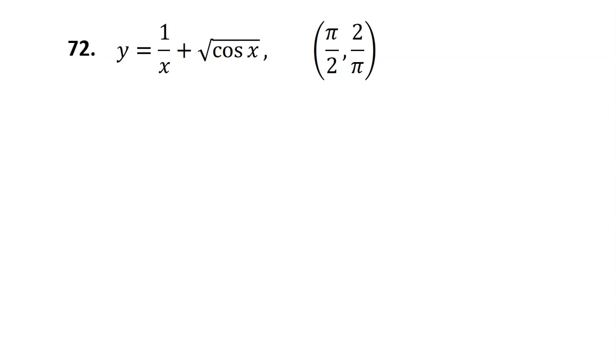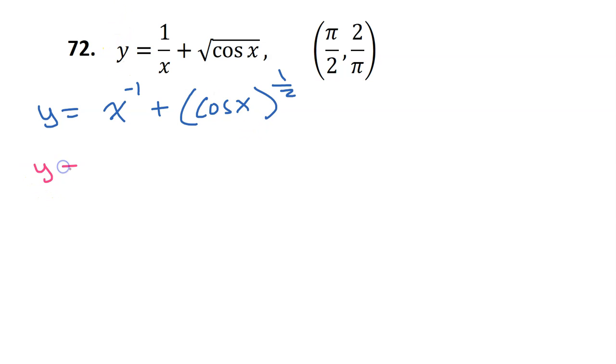Let's do that again for number 72. First, let's rewrite the function a little bit. 1 over x, that's the same as x to the negative 1 power. And then the square root of cosine x is the same thing as cosine x all raised to the 1/2 power. So now we are ready to find the derivative and later to evaluate.